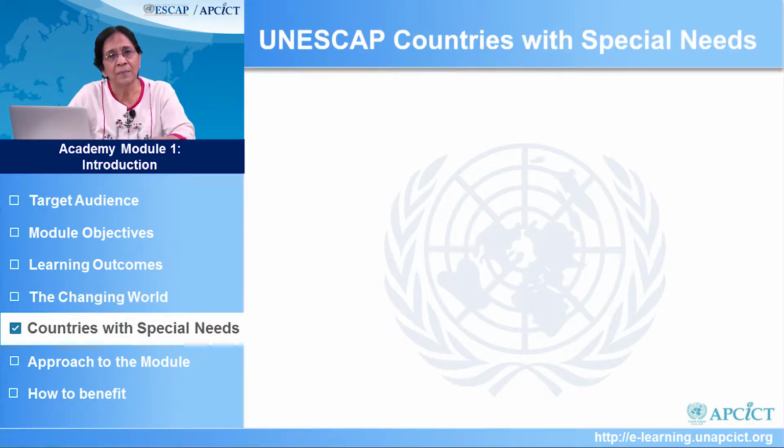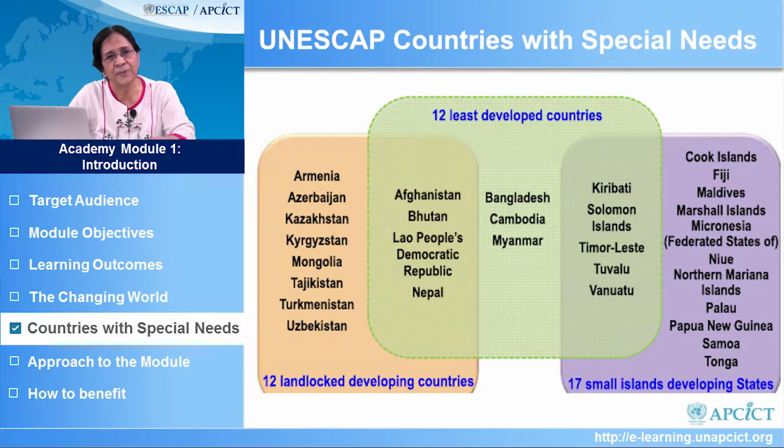Yet, there are parts of the world meriting special attention. And the United Nations Economic and Social Commission for Asia and the Pacific has identified these countries with special needs. And these countries with special needs are basically the 12 least developed countries, the landlocked developing countries of Asia Pacific, and the 17 small island developing states also in the Asia Pacific. This group of countries with special needs constitutes the focus of ESCAP's work in using ICTs for development.